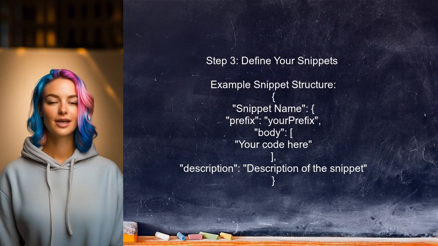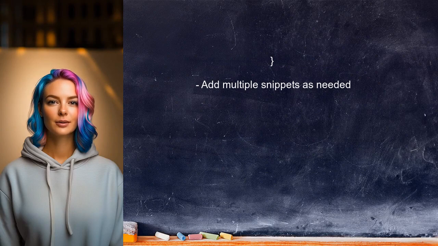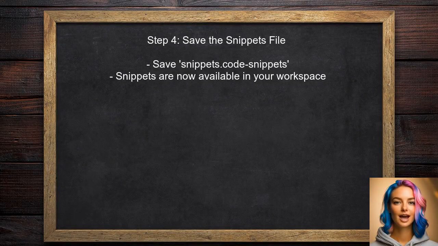Now, the user should define their snippets in the newly created file. Each snippet is written in JSON format, specifying the prefix, body, and description. After defining the snippets, the user can save the file. Visual Studio Code will automatically recognize the new snippets and make them available for use.